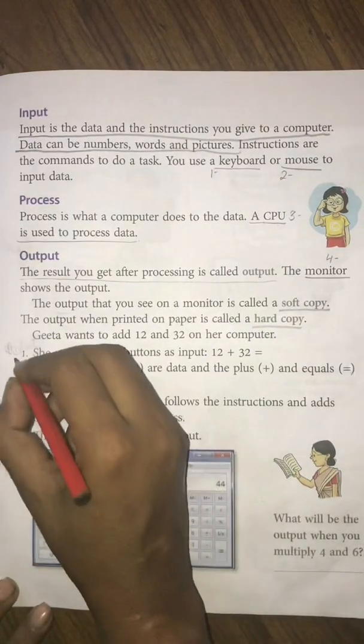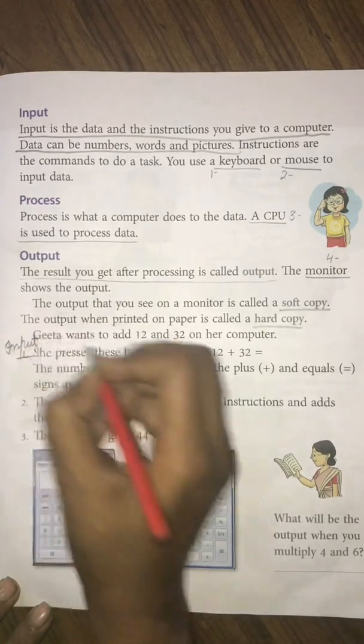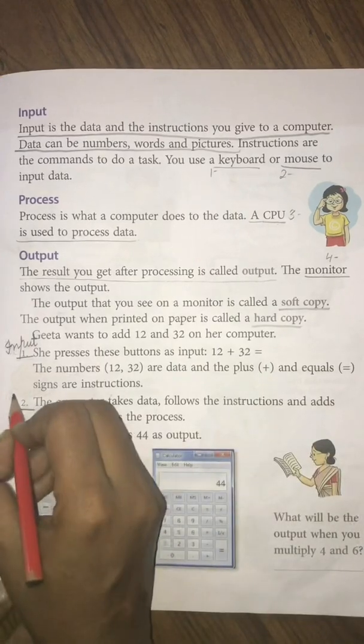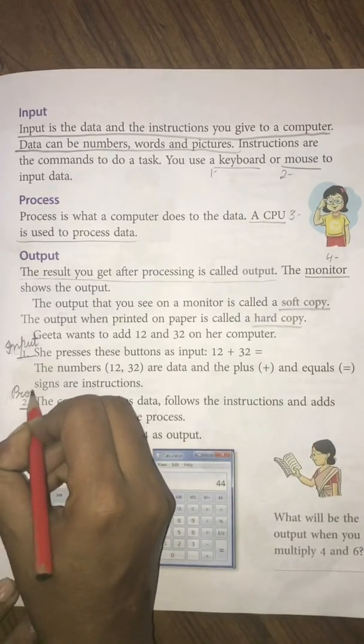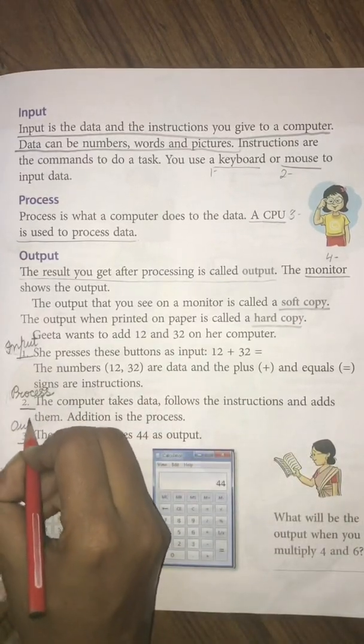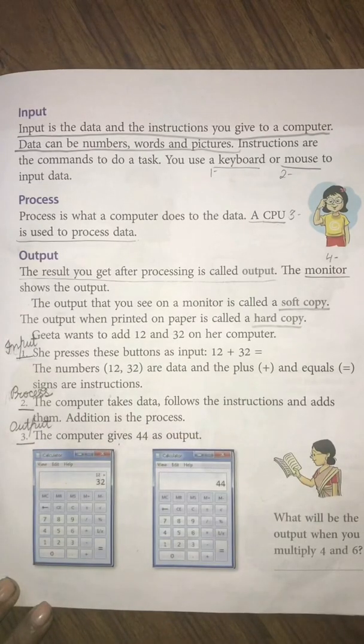So children, your first point is input, that is the data and the instruction that you are giving to the computer. Your second point is the process that is happening inside the CPU, and your third point is the output, that is the result that you are getting.